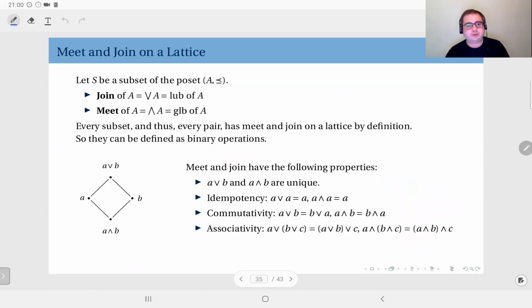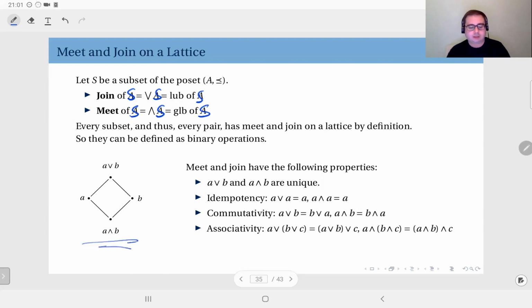And on a lattice, we can define the operations meet and join. If S is a subset of the poset, well, this should be S, the subset. Join of the subset S is the least upper bound of S, and meet of the subset S is the greatest lower bound of the subset S. Every subset, and of course every pair, has a meet and join on a lattice by definition, because that was the very definition of a lattice. Pick every pair, you have a GLB, you have an LUB. That was the definition. So obviously we can define meet and join as binary operations also.